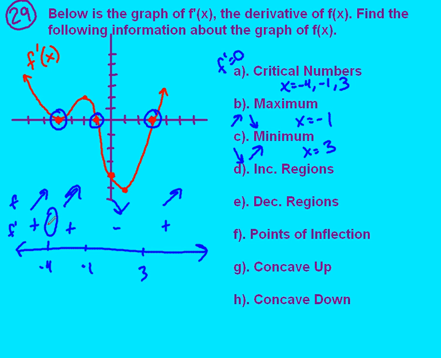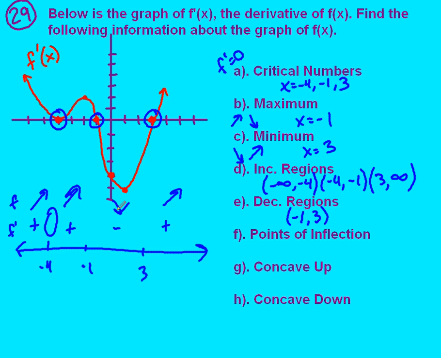Okay, we can use this same little graph to make my increasing and decreasing regions. Increasing would be negative infinity to negative 4 because the derivative is positive. Then from negative 4 to negative 1 because it's positive. And then from 3 to infinity because the derivative is positive. Decreasing regions would be from negative 1 to positive 3. That's because the derivative is negative, and we already drew the graph that it was decreasing.